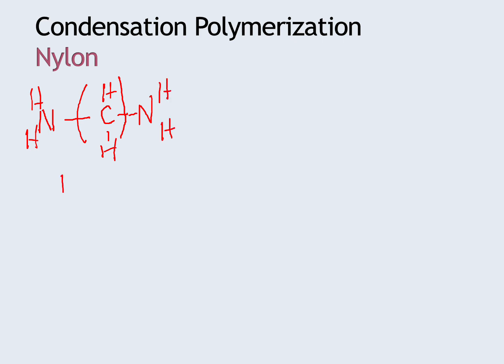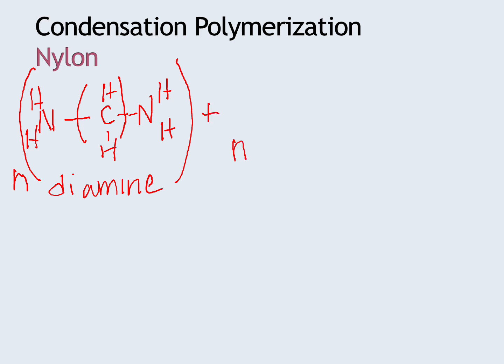So that's called a diamine. And let's say I've got a certain number of those. We'll say there's N of those. And I have an equal number of diacids.